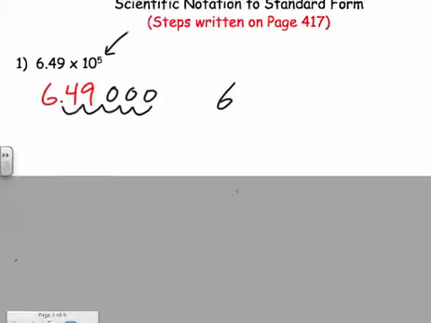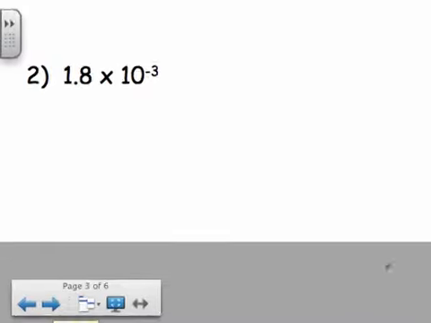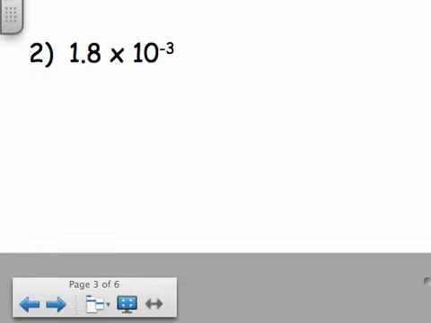So we have 649,000. Well, a negative exponent, would it just go the opposite way? We would just go left, right? We're dividing by 10 instead of multiplying by 10, essentially.